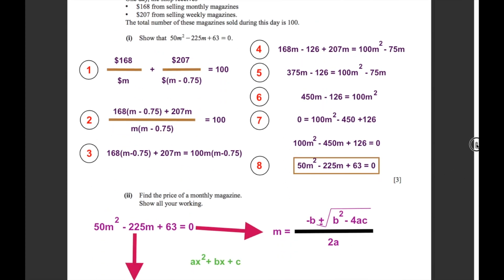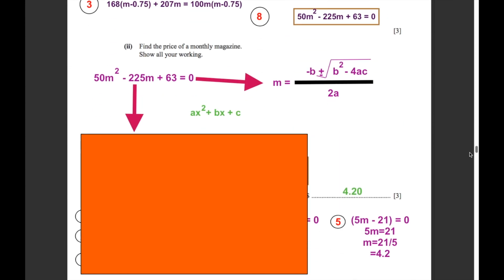Okay, so for the final part of this paper, we're asked to find the price of the monthly magazine and show all your workings. So we know that m is equal to the price of the monthly magazine. So we have to solve for m. We can use the quadratic formula, which is negative b plus minus square root b squared minus 4ac over 2a. And we already know what a, b, and c are, which are these coefficients. You can substitute it in there and you can get the answer of 4.20.